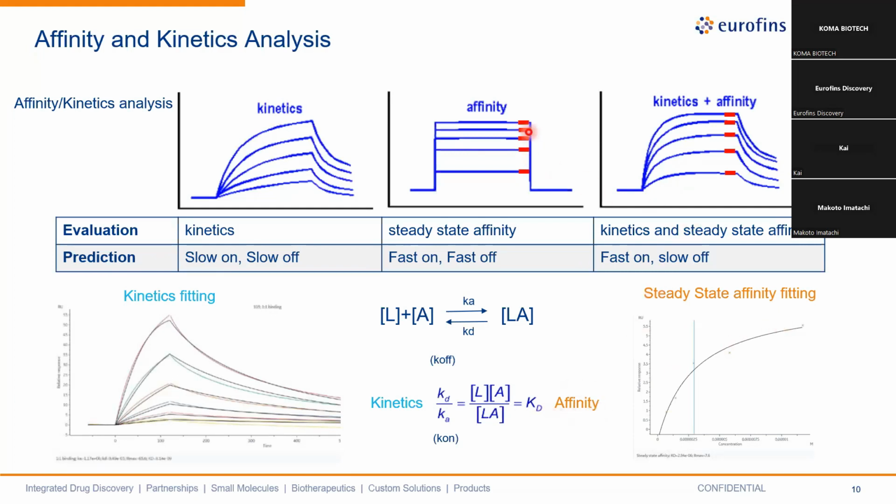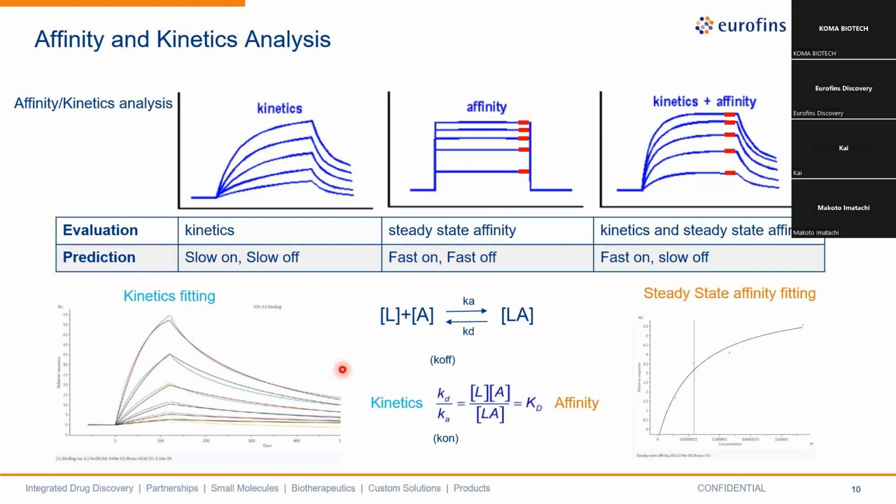So there are two ways to get the KD. One is using the steady state fitting, and the other is using the kinetic fitting to get the K on and K off kinetic constants, and then you divide the K off by the K on, and then you can get the KD as well. So this is how we usually do the affinity and kinetics measurement for SPR.